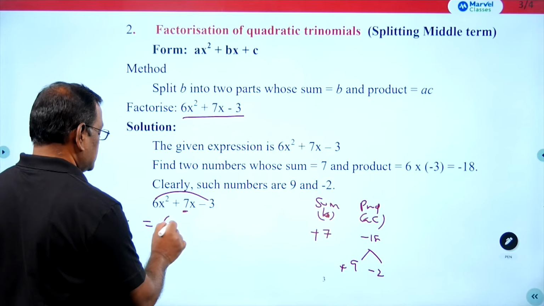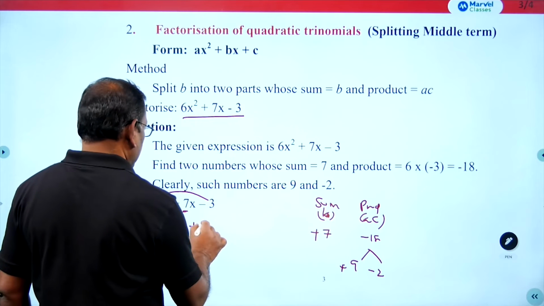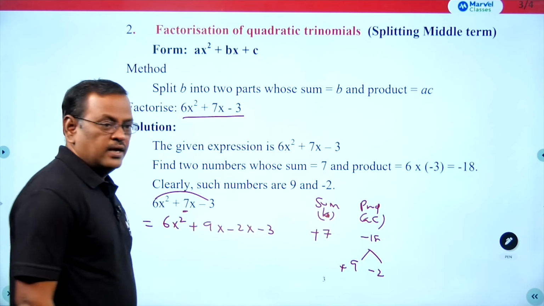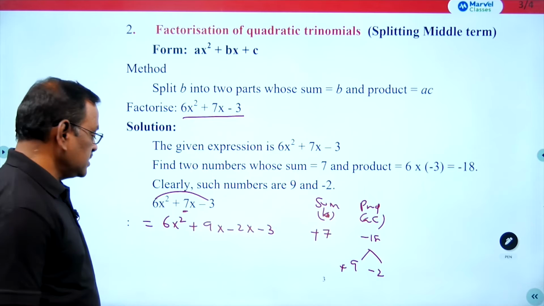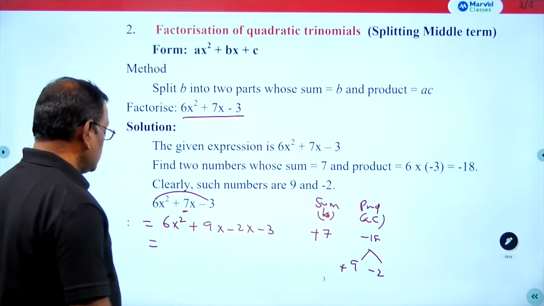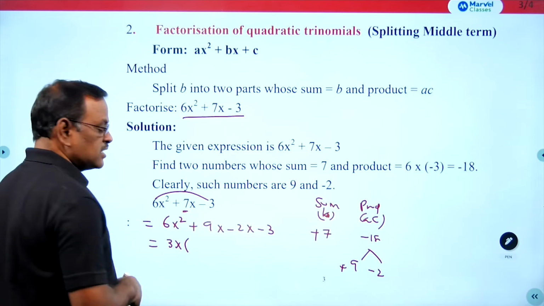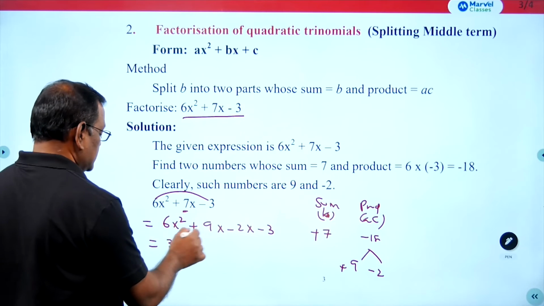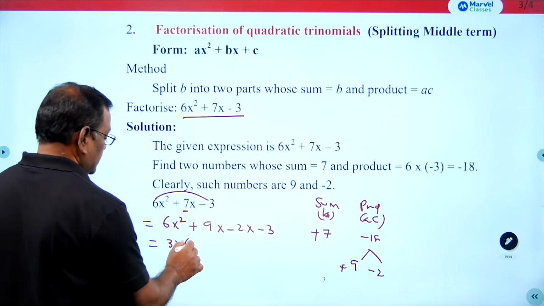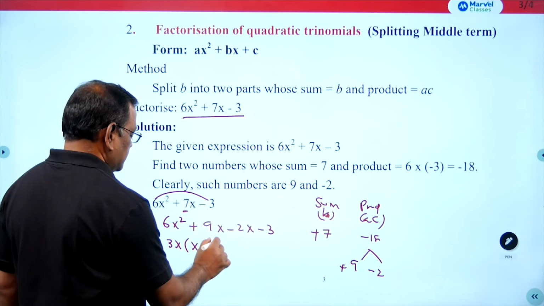So what is the first term? As it is, the 7x can be split into 9x minus 2x minus 3. Now this becomes a 4 term expression. In the first 2 terms, take the common factor. So what is the common factor in the first 2 terms? 3x is a common factor. In 6 and 9, 3 is a common factor, and x square, x is a common factor. Write the remaining factor. So what are the remaining factors? From the first term x and from the second term it is 3.